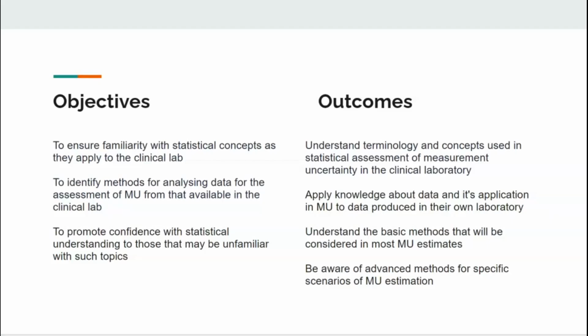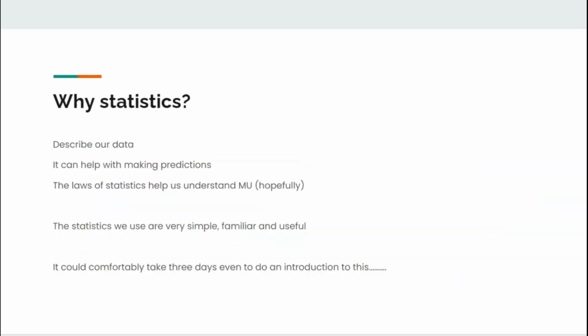Here are the objectives that we're going to cover in this lecture. Familiarity with statistical concepts, identifying some methods, and trying to generate some confidence are the objectives we're aiming for. Hopefully the outcome for you viewing this lecture is that you understand some of the terminology used, and once you've gained that knowledge, you can apply it to data that you have, using some of the basic and advanced methods that we're going to continue with throughout the course.